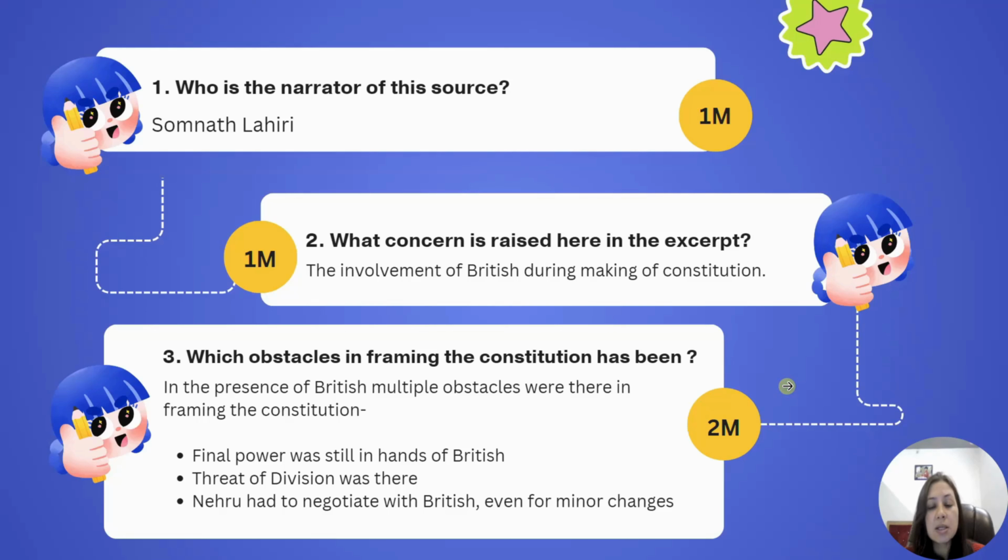What concern is raised here in the excerpt? The involvement of the British during the making of the constitution. He said that although the Britishers have left, their views, their vision are still here, and Indians are using it in the making of the constitution. What were the obstacles in framing the constitution? In the presence of the British, multiple obstacles were there. Final power was in the hands of the British, the threat of division was there, and Nehru had to negotiate with the British even for minor changes.